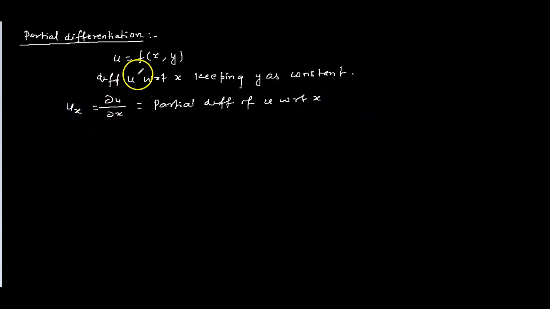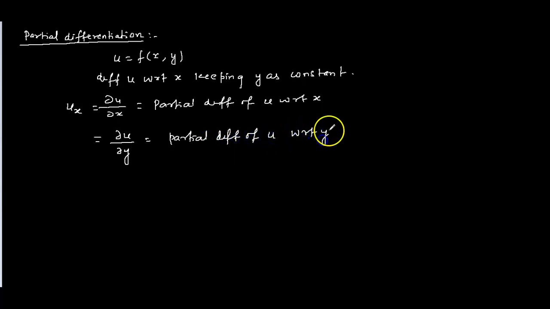So when you are differentiating with respect to x, we need to keep y as a constant. Treat y as a constant, and only differentiate the x terms. That is u x, del u by del x. Similarly, when you are differentiating with respect to y, del u by del y, this is the partial differentiation of u with respect to y, treating x as a constant.